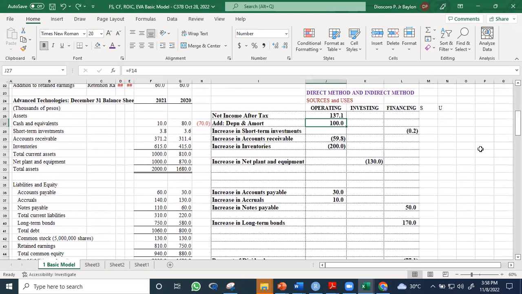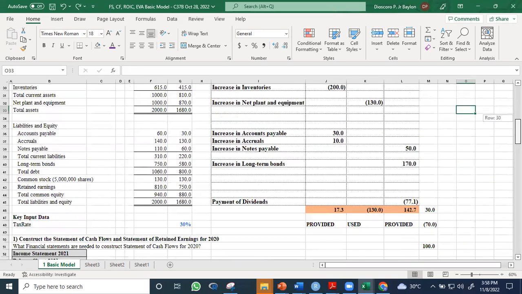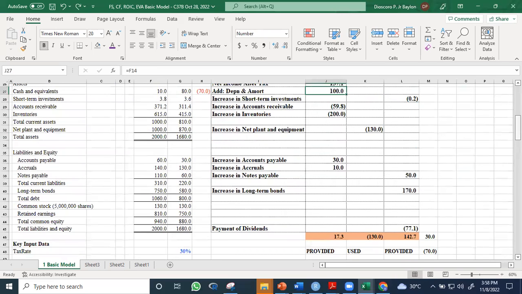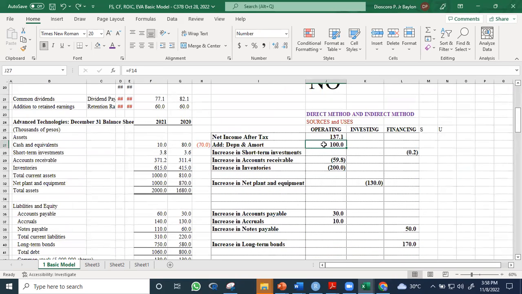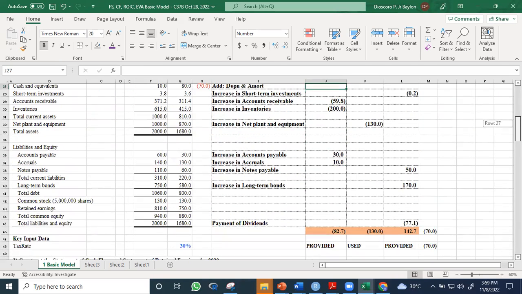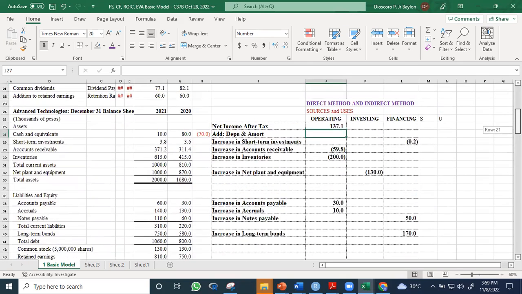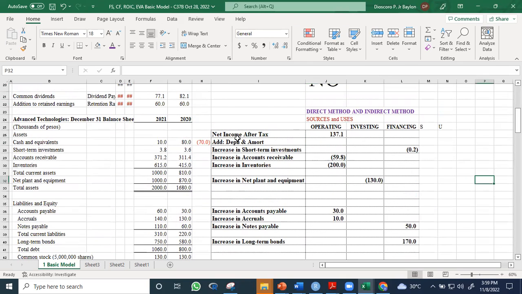So, ibabalik natin yan, no? Kasi dapat nandiyan yan. So, anong message ko sa inyo? Hindi yan yung i-adjust natin. Huwag natin gagalawin yan kasi tama na yun eh. Okay? This is correct already. Okay? So, do not touch this kasi pag ginalaw mo yan, mag-i-equal nga siya. Pero mali naman yung statement of cash flows natin kasi net income after tax is not cash. So, we have to adjust this.